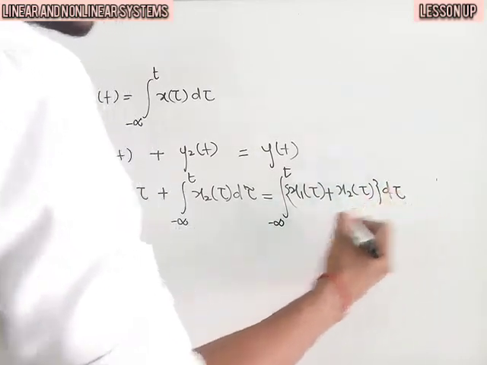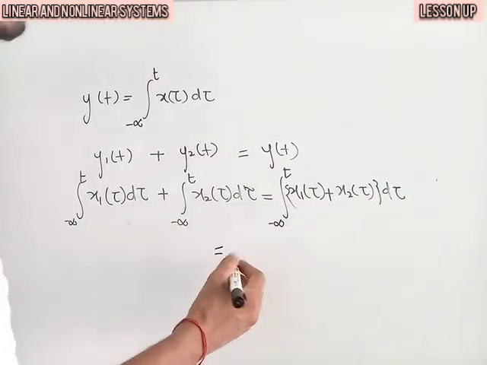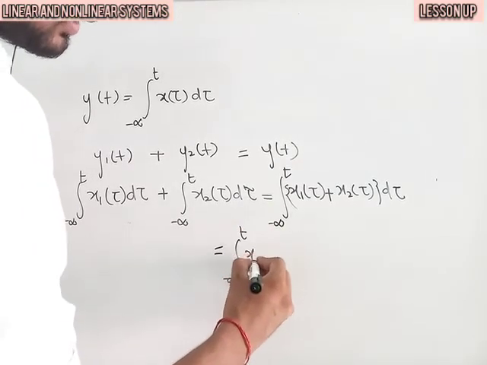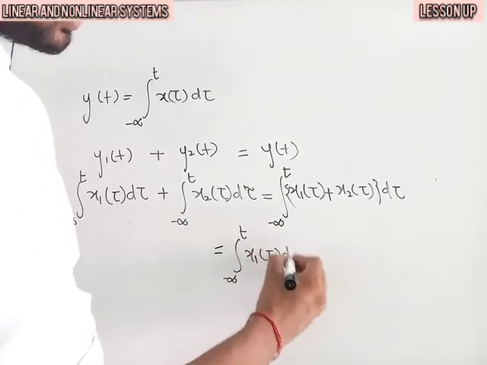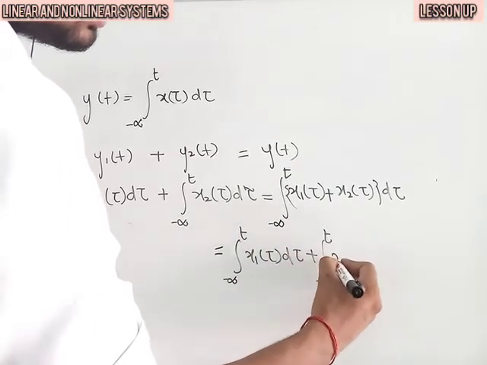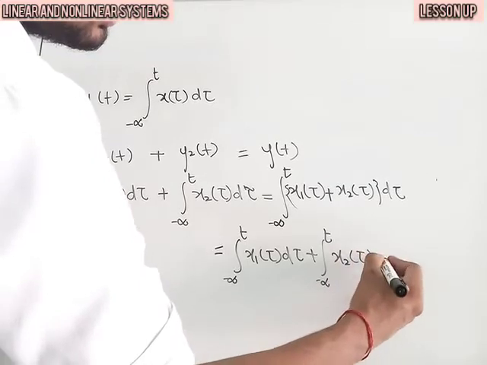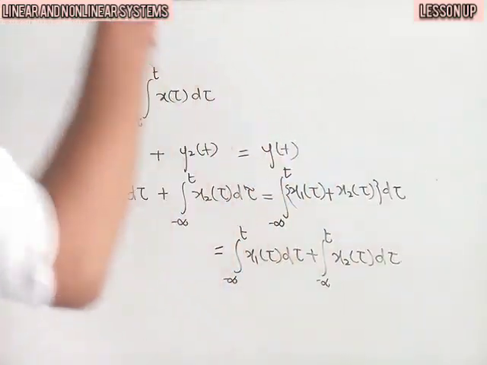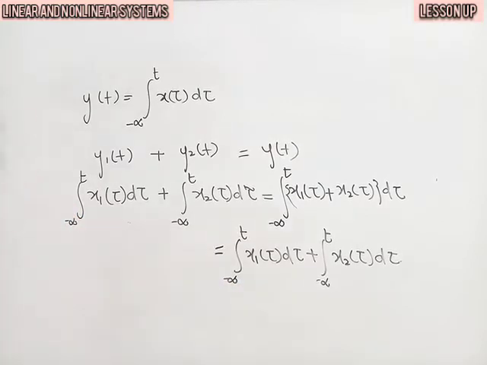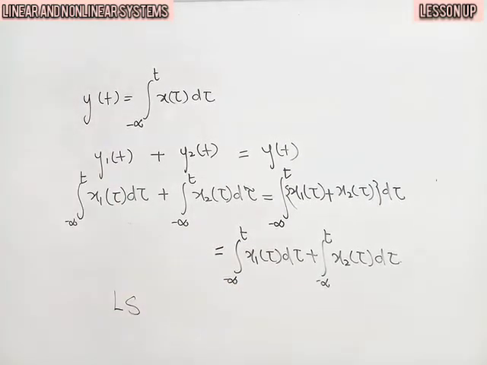d tau. So, if we expand this equation, we will get the integral from minus infinity to t of x1 of tau d tau plus the integral from minus infinity to t of x2 of tau d tau. So, we can tell LHS is equal to RHS. So, the system is a linear system.